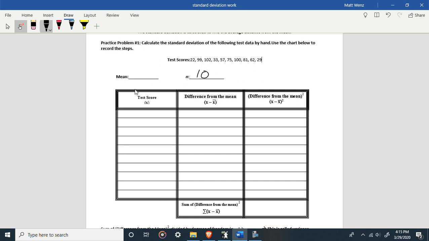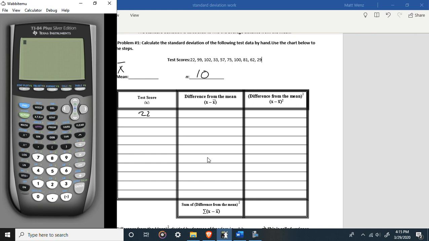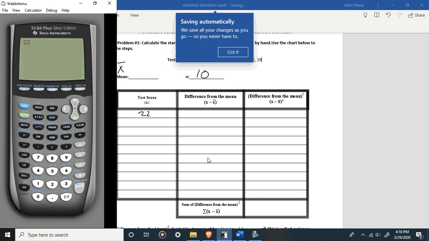Now the mean, which we're also going to call X bar, right? Each one of these numbers is X, and we'll start with 22 and work our way down. X bar is going to be the mean of all these numbers. You know how to calculate a mean, right? We're going to add all these numbers together and divide by the number of entries.